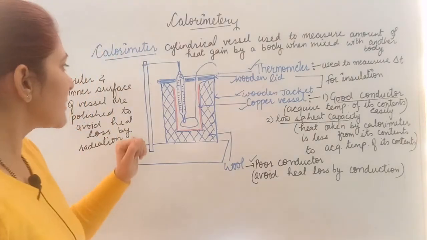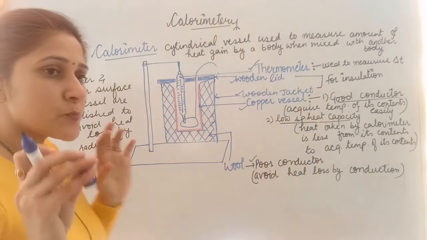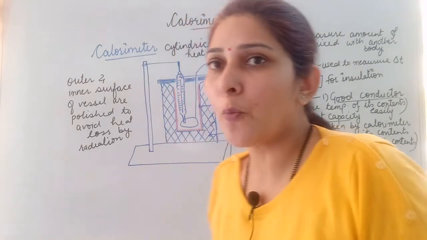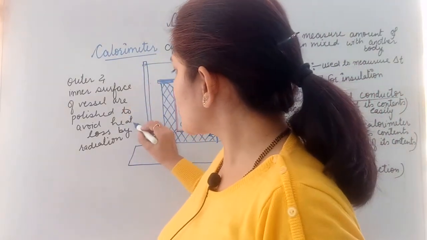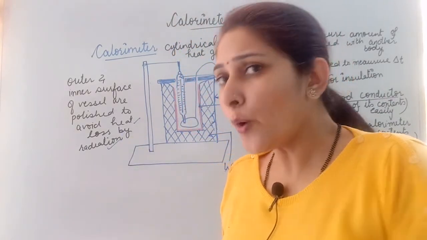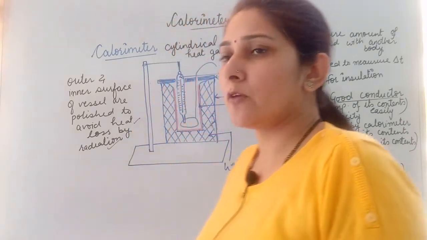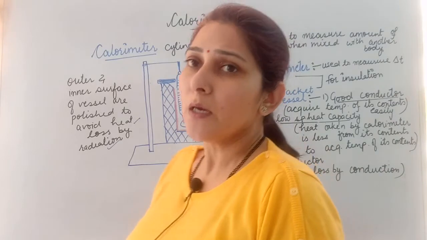The next thing is that this complete calorimeter is polished from the inner as well as the outer side, and the reason to polish it is to avoid loss of heat by radiation. No heat loss will be there due to radiation, and to avoid that we are using a polished surface, polished on the outer as well as the inner side.